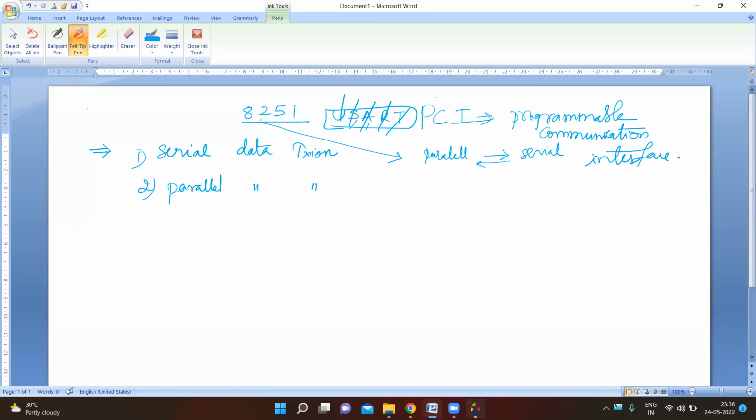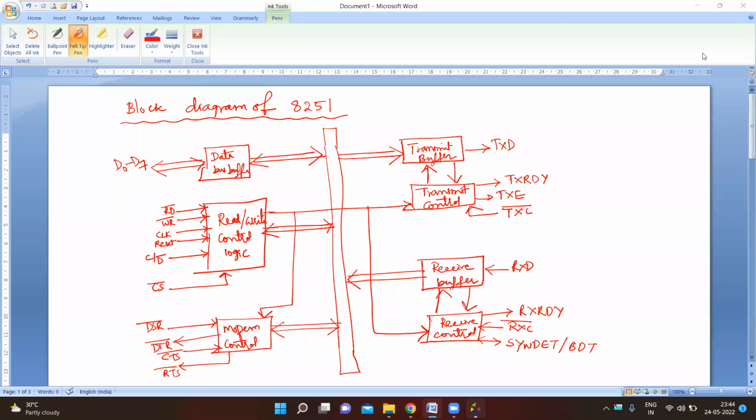Now we'll see the block diagram of 8251. First, I'll draw the block diagram, then I'll explain. This is the block diagram of 8251, where mainly this is the data bus buffer.